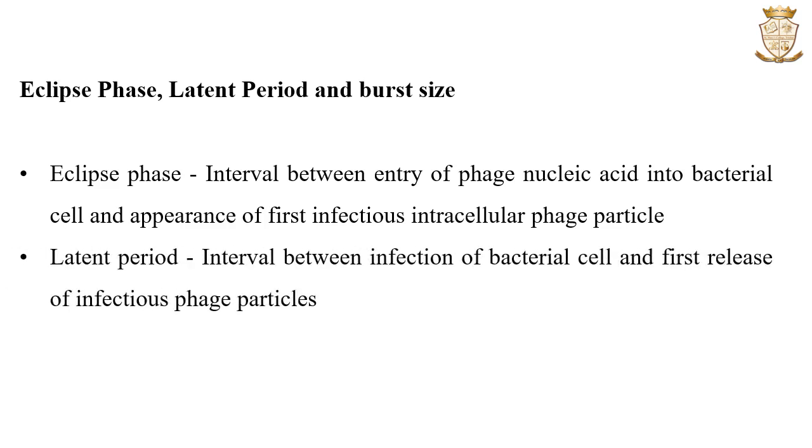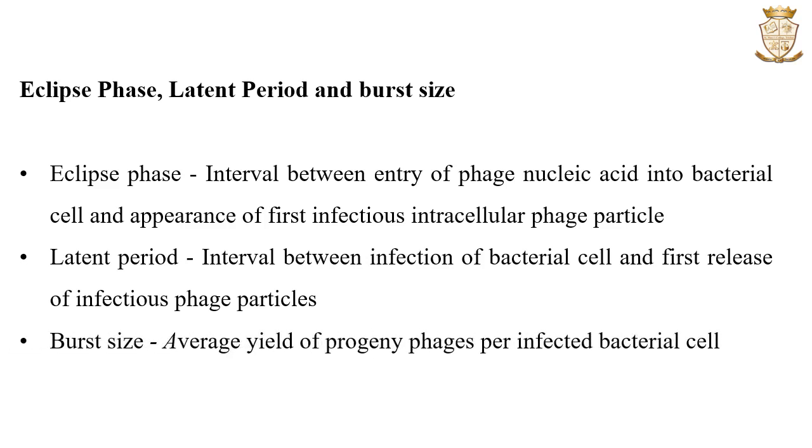Now, latent period. It is the interval between the infection of a bacterial cell and the release of infectious phage particles from the bacterial cell. So, it is the time gap required from the stage of penetration to the start of lysis. It is the latent period. Now, burst size. It is the average yield of progeny phages per infected bacterial cell. It is generally 100 to 300 phages per bacteria.